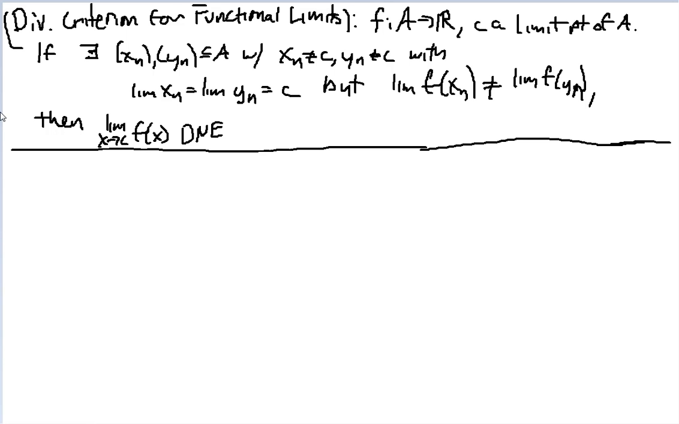Divergence criterion for functional limits is a nice way to use sequences with these functions. Suppose you have a function with domain A and C is a limit point of A. If you have two sequences, x_n and y_n, such that C doesn't appear in either one, but the sequences both converge to C, but f of the sequences do not converge to the same thing, then the limit of the function does not exist.